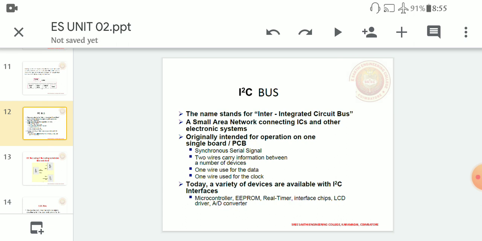The next one is I2C, which is also a protocol used for communication. I2C stands for Inter-Integrated Circuit bus. This will connect small area networks into a bundled network.